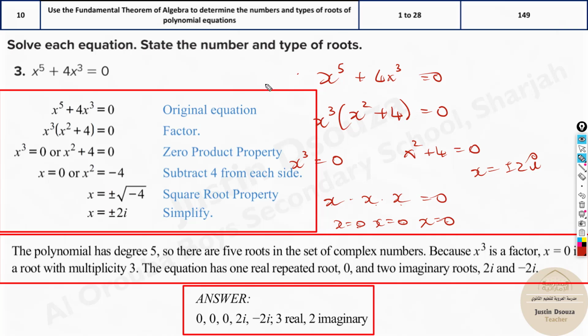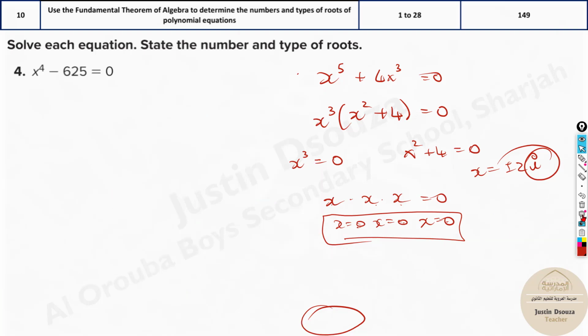And they have also asked what type of roots. I forgot to tell this. Whenever there is i, it's called an imaginary root, otherwise it's all real root. Number 0 is a real number, so it's 3 real roots and 2 imaginary roots. Now degree 5, you have to justify 5 roots over here. Let's look at other problems.